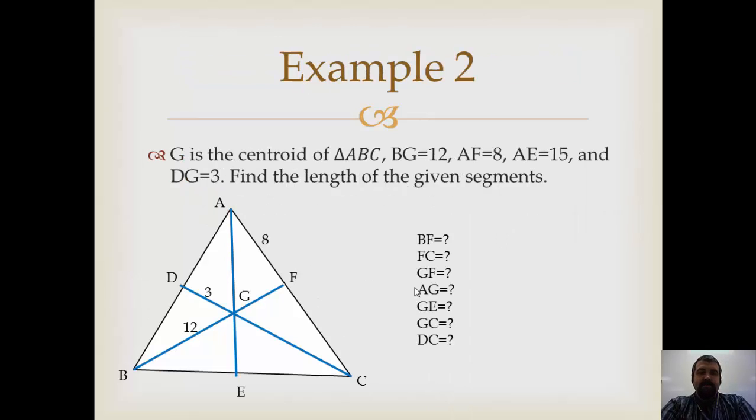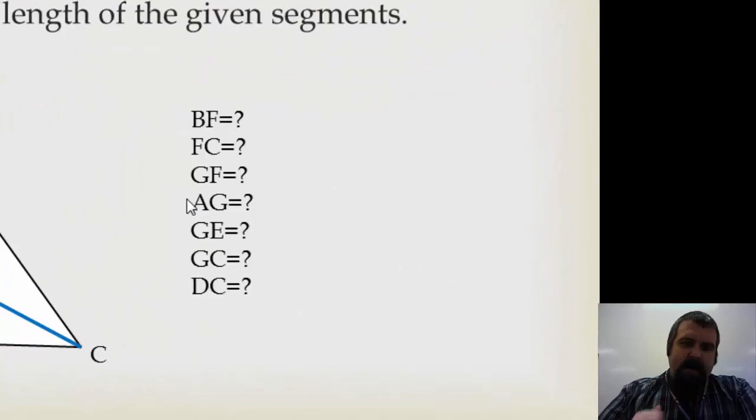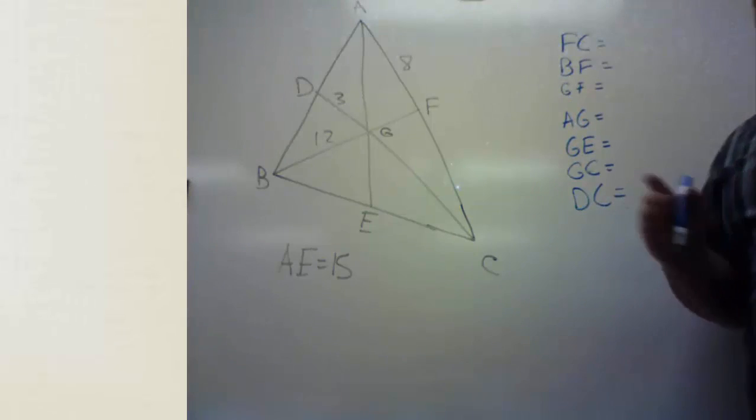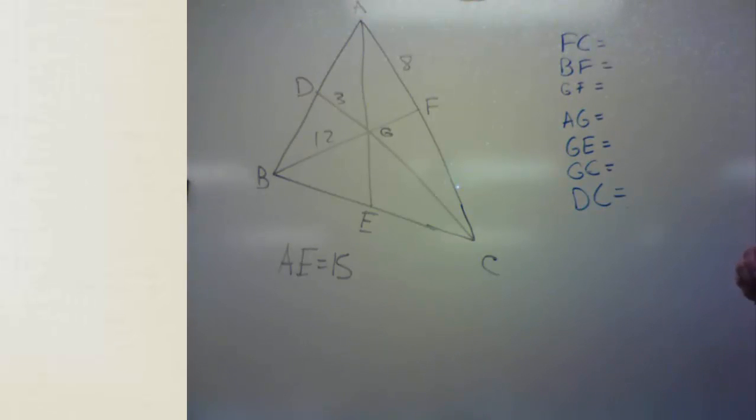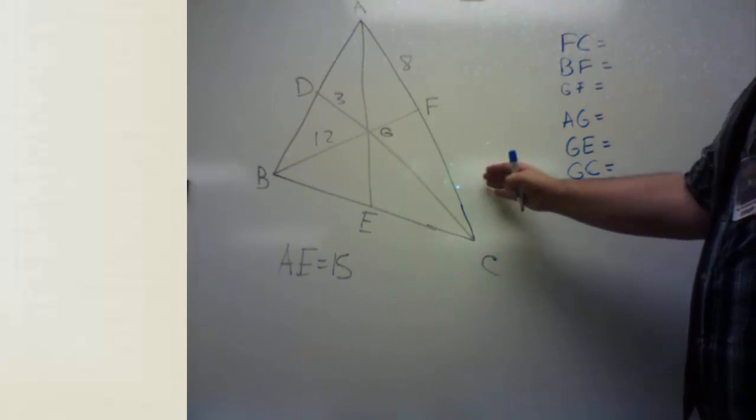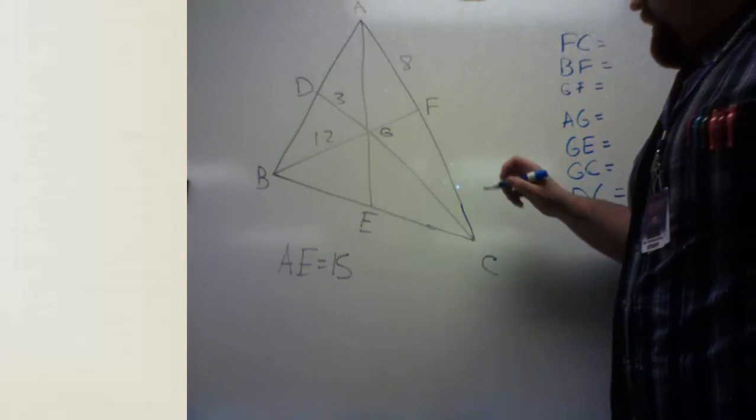Alright, in example 2, they tell me that G is a centroid of triangle ABC. And then they tell me 4 of the lengths. Find the length of the given segments. So let's write this on the backboard here. I have designed this so it should come out to all whole numbers. Let's just start with right here. Length of segment FC.